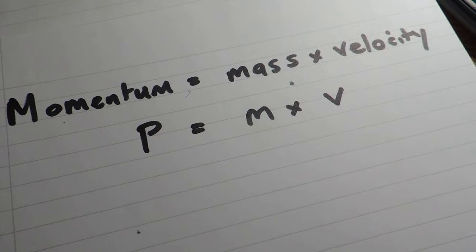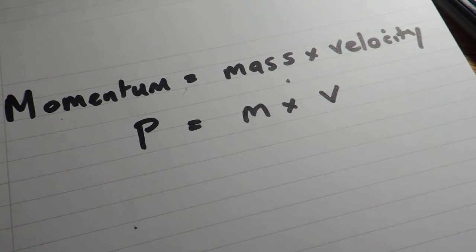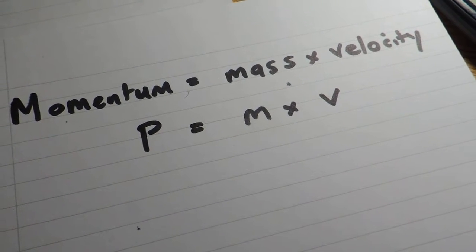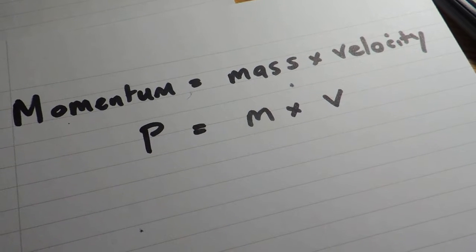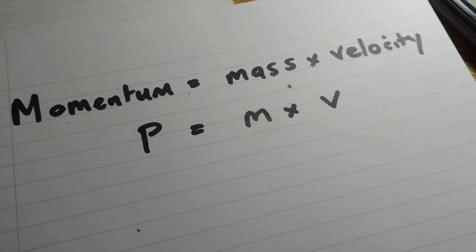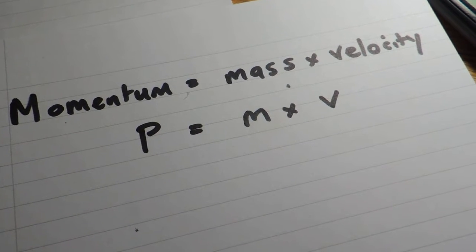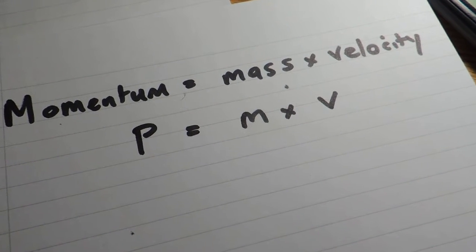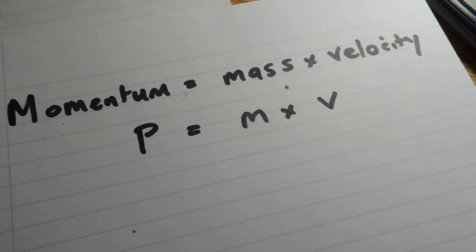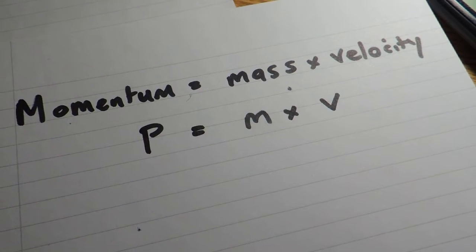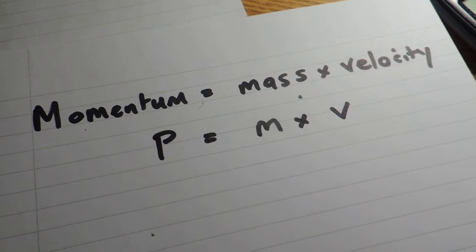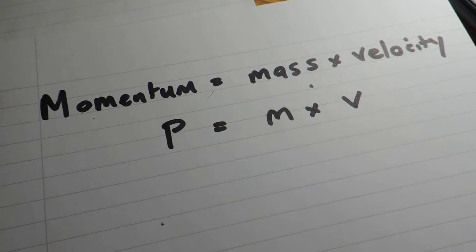So all we have to do is to multiply the mass of an object by its velocity to get its momentum. We give the symbol P to momentum. I'm not quite sure why, but we can't use M because M is already used for mass and we use V for velocity. So we're going to use this very simple equation to do some calculations in today's lesson.